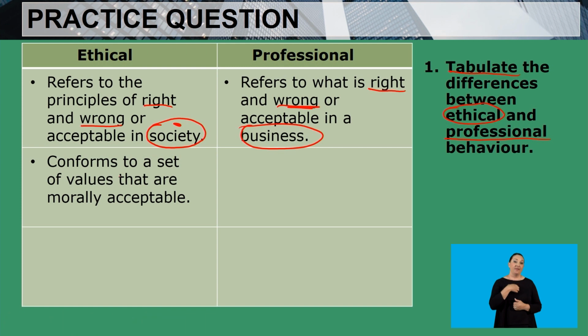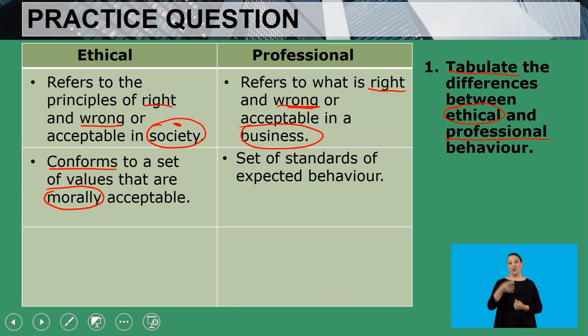Now, ethical behavior conforms to a set of values that are morally acceptable. In simple terms, we are following what is right and what is wrong according to what society has set as right standards. For instance, we are not taught in a classroom situation that you must respect your elders. But we know this from what society has taught us, which means respecting your elders is an ethically correct behavior to do.